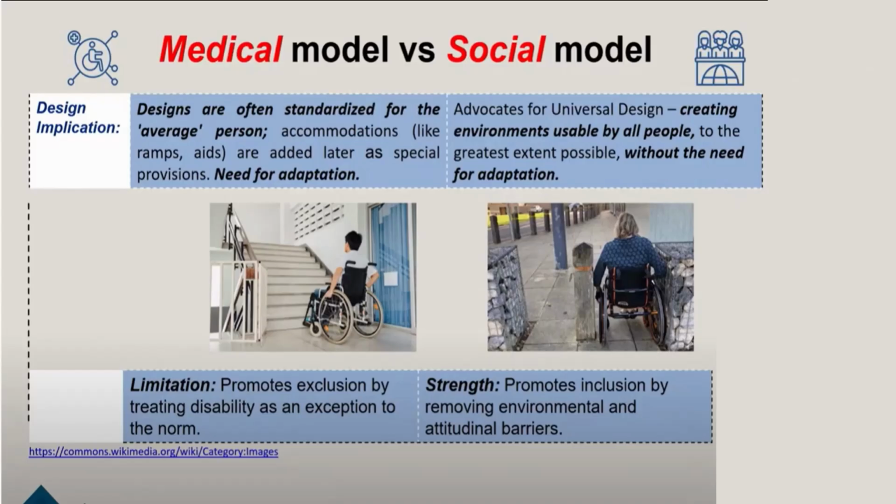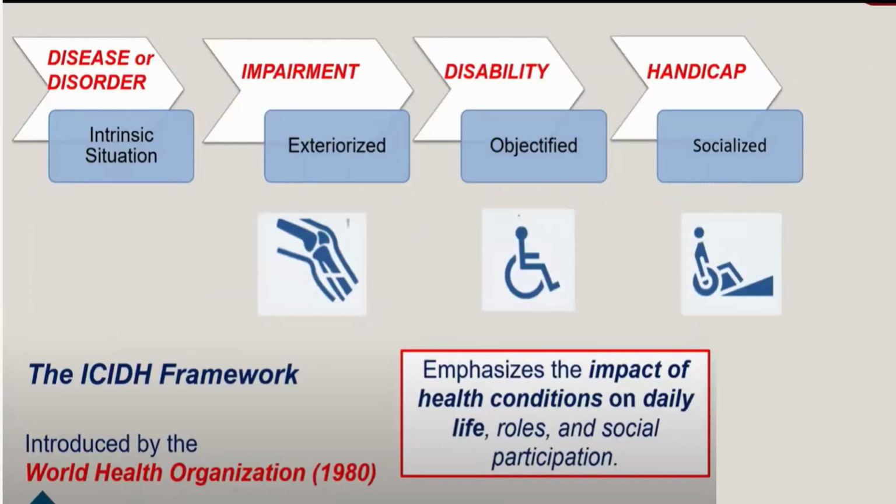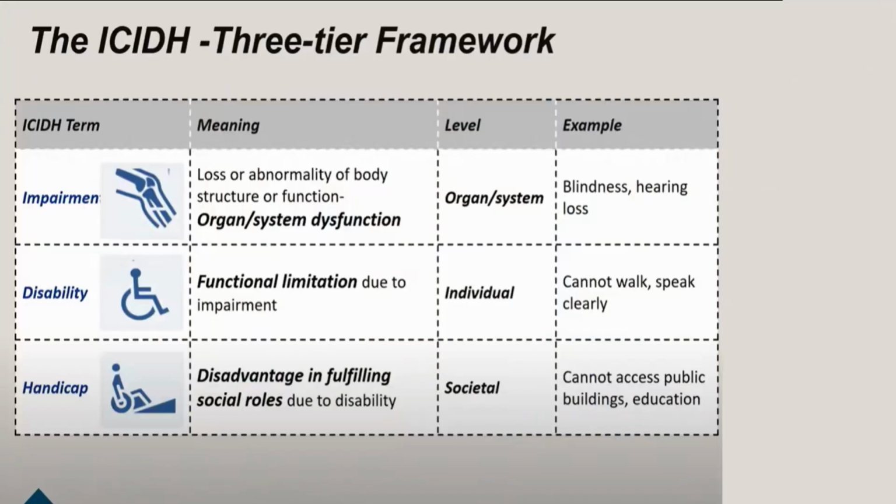So an environment usable by all people to the greatest extent possible without the need for adaptation. Strength: promotes inclusion by removing environmental and attitudinal barriers. So disease or disorder, intrinsic situation, impairment, exteriorized disability, objectified, and handicapped, socialized. So the World Health Organization in 1980 introduced this framework, which emphasizes the impact of health conditions on daily life, roles, and social participation. So what are the frameworks in three tiers?